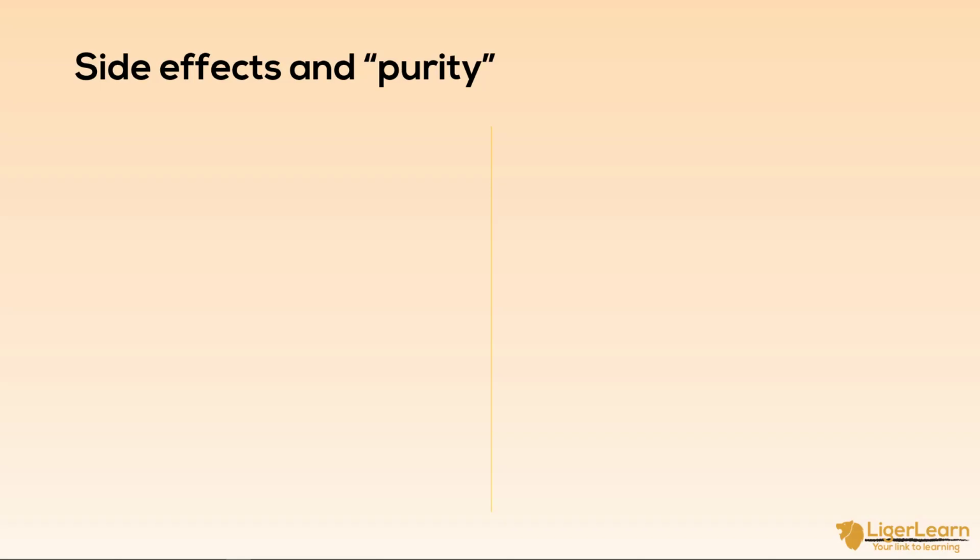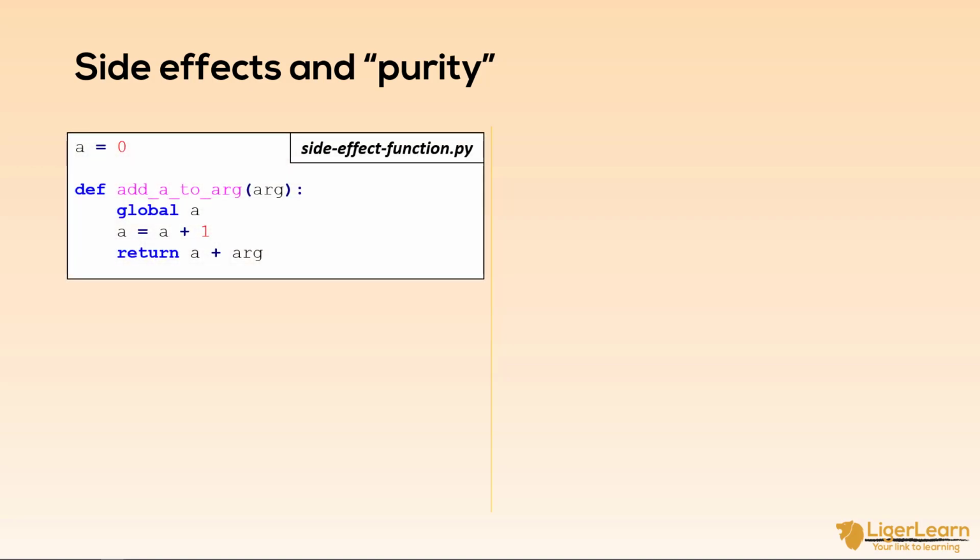We mentioned before that Haskell is a pure language where everything is immutable by default and there are no side effects. But what exactly does that even mean? Consider the following Python code. Now don't worry if you don't understand Python. This example is simple enough that I'll be able to explain it to you from scratch.